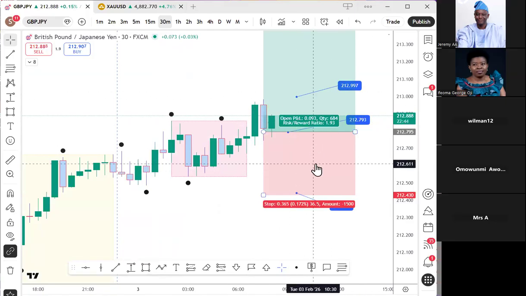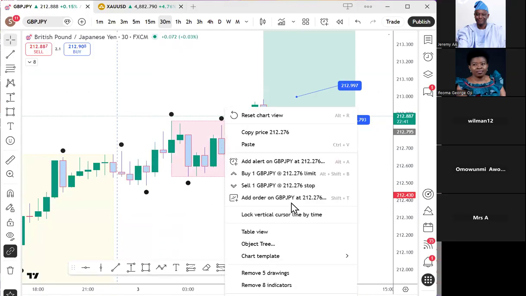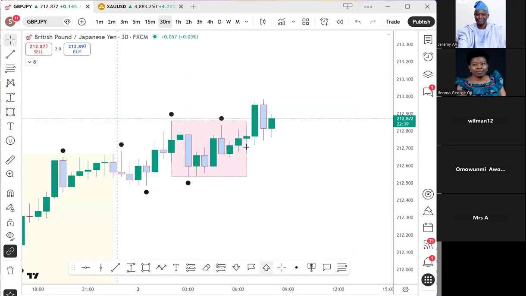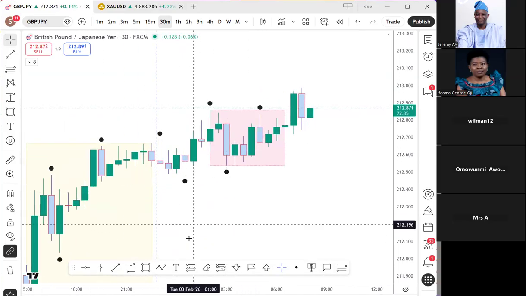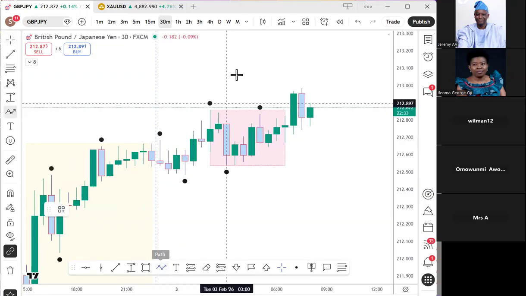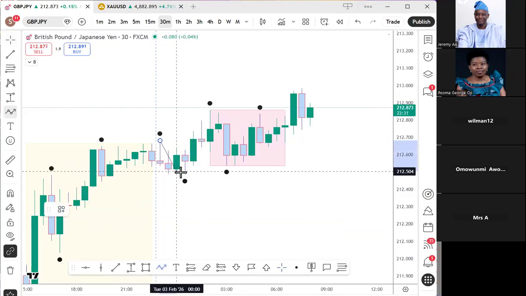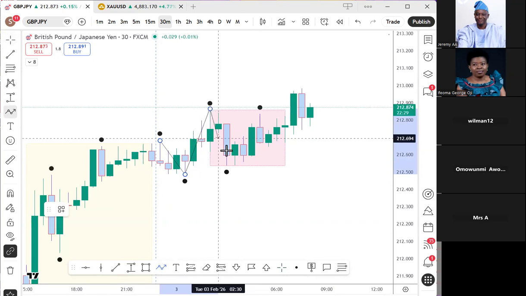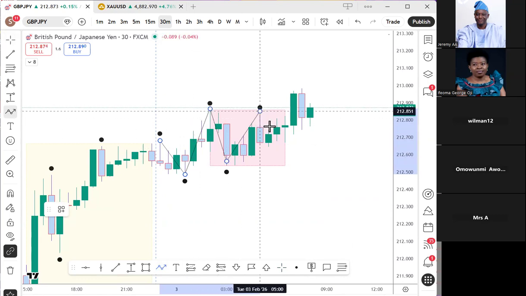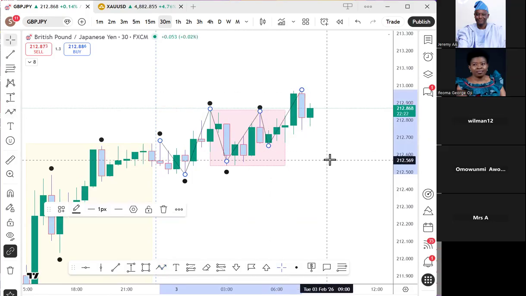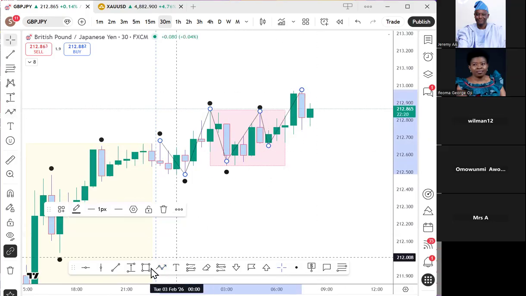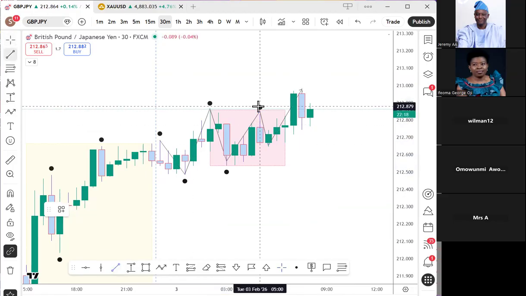Okay, let me remove this one. This is for our people. Okay, so this is pound yen. What is price doing? Or what did price do overnight? So price started from here, pushed down, pushed back up, pushed back down, pushed up a bit, right? Came back down. And then what has it given us here? What can you see? I'm sure everybody will chorus it. You can see a break of structure right there.